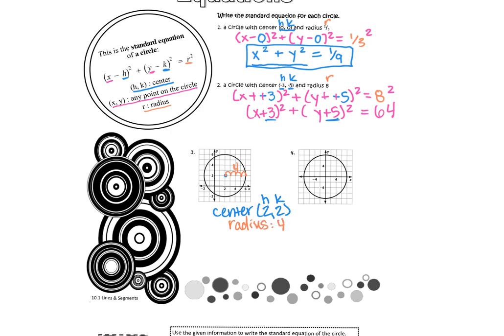Now we're just going to put that into our equation. So we have x minus h, which is 2, and then we square it, plus y minus, and our k is also 2, and then we square it, and it's equal to radius squared, so 4 squared. Okay, and then once we simplify, we don't have any zeros and we don't have any double negatives, so the whole left side just stays the same. The only thing that we're changing is the 4 squared, which we know is 16.